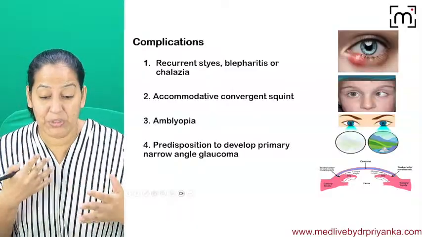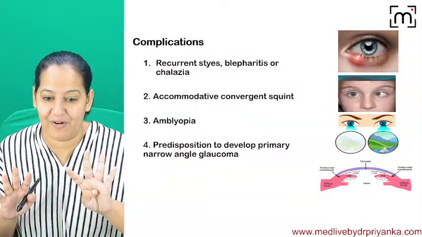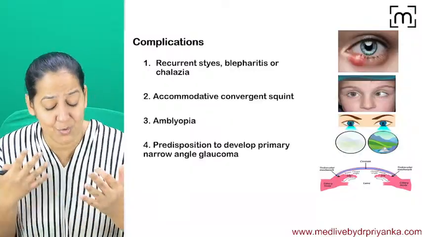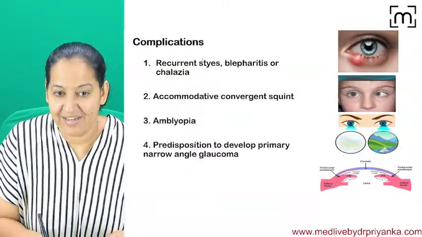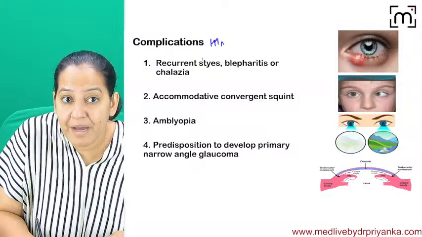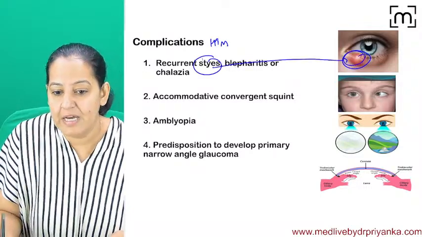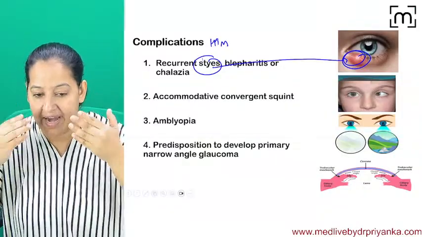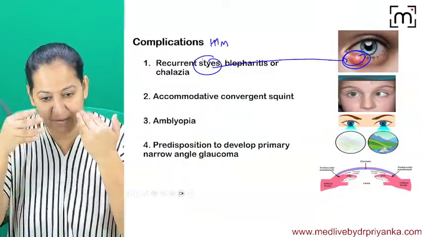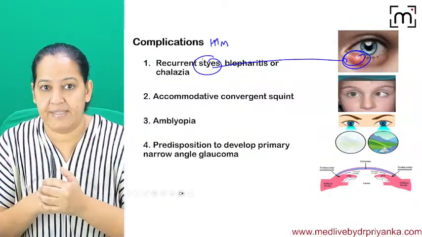So I have explained the reason for all four complications. People don't just mug up, understand ophthalmology. Rather, I must say, feel ophthalmology. It is one of my favorite subjects. I'm teaching you the complications of hypermetropia. Why does the person have recurrent styes and blepharitis? Because of asthenopic symptoms, tiredness of the eye, the person rubs the eye, and the infection from the hands gets transmitted. You can make a flowchart. Recurrent styes, blepharitis, chalazion, number one.